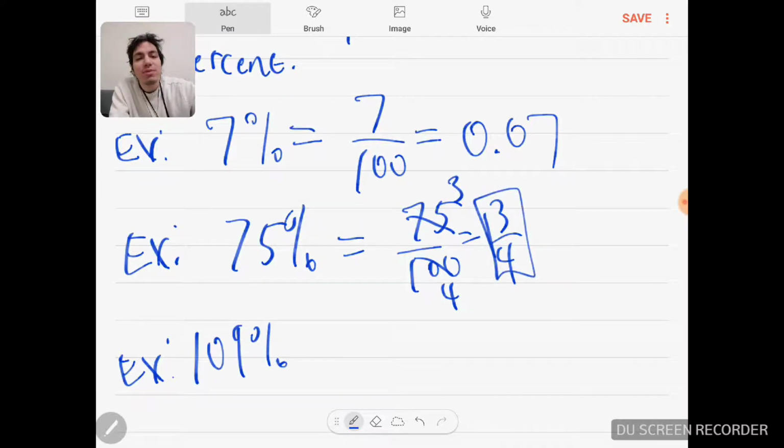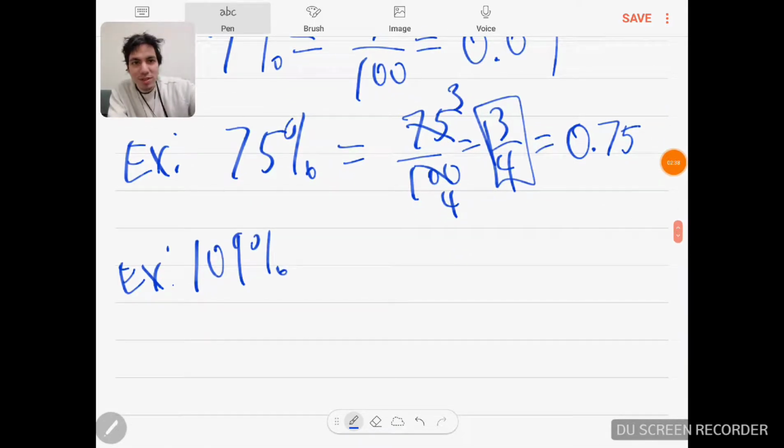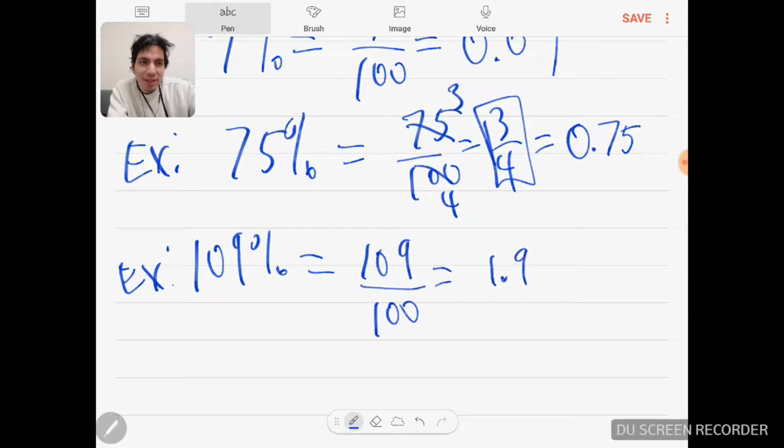So for fractions, you need to write them in their simplest form. So you have to reduce them. You can't leave them as 75 over 100, okay? And as a decimal, that is 0.75. I'm eventually going to tell you how to do each one throughout this entire course. You'll find out soon enough. As a fraction, this is 109 over 100, or as a decimal, sorry, not 1.9, 1.09.